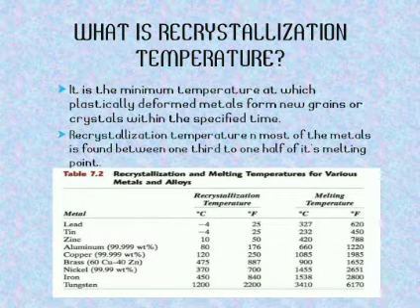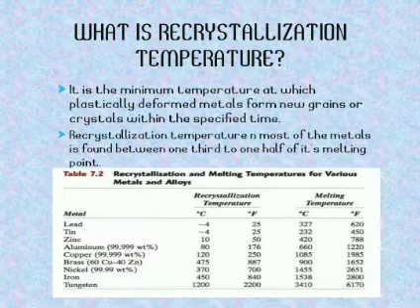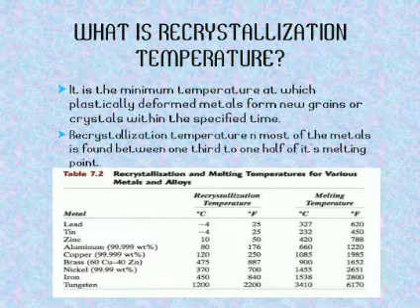So what is recrystallization temperature? It is the minimum temperature at which plastically deformed metals form new grains or crystals within a specified time. Recrystallization temperature in most metals is between one-third and one-half of their melting points.